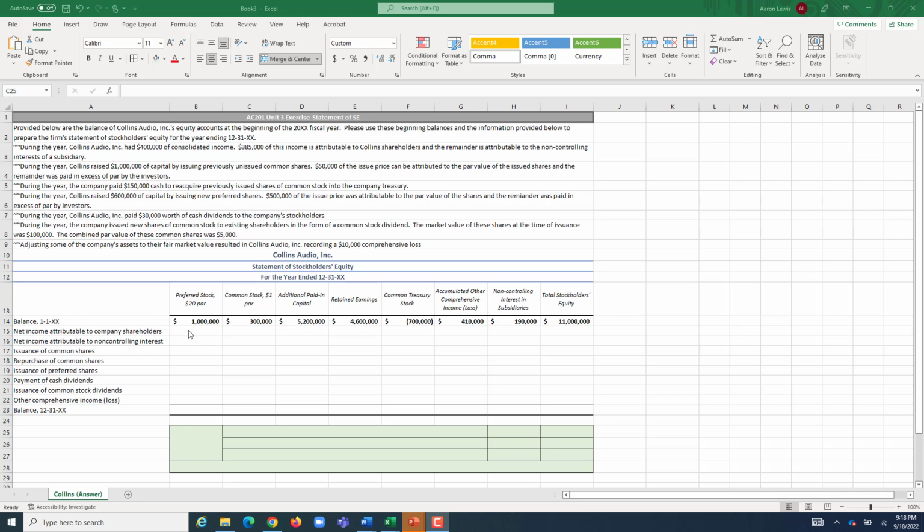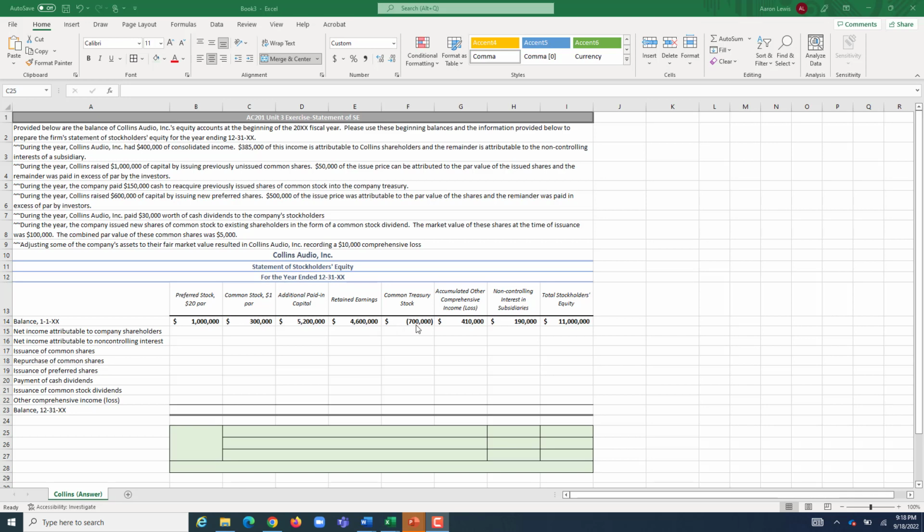And we have the beginning balance for every one of our accounts. We're starting with $1 million in preferred stock, $300,000 in common stock. When we issued those stocks, our now shareholders paid an additional $5.2 million in capital to acquire ownership in Collins Audio Incorporated. At this point in time, Collins Audio has $4.6 million in retained earnings they're holding on to.